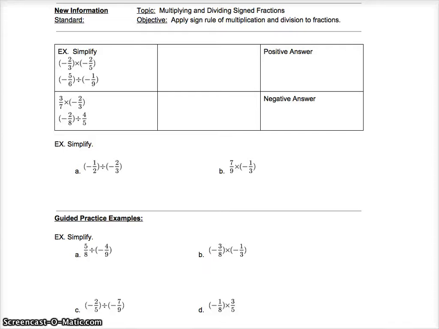Hello, welcome to the video lesson for multiplying and dividing signed fractions. Go ahead and pause the video and highlight that topic, multiplying and dividing signed fractions, for me. Alright, let's go look at our examples here.